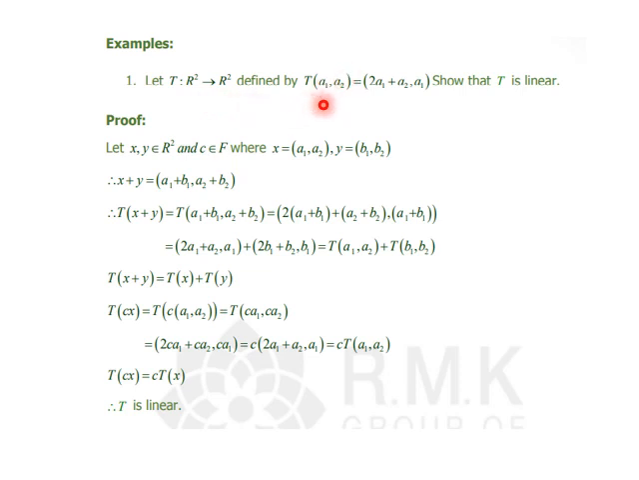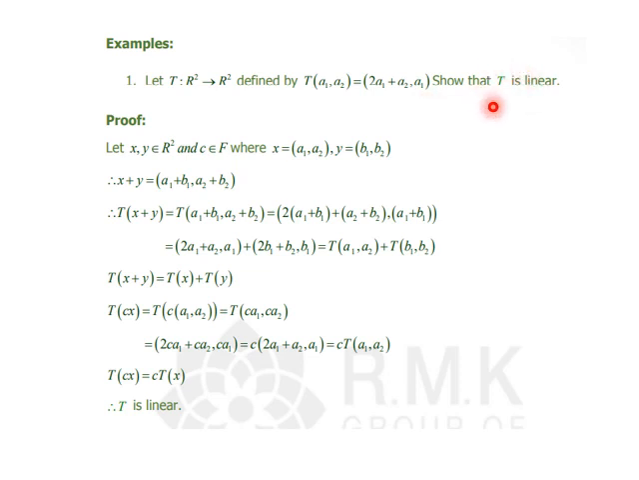by T of A1 comma A2. You consider two components here because it is R square. Had it been R cube, we would have taken three components. And it is again going into R square. So again, you will have only two components on the other side. So your input is A1, A2. When you apply T, your output will be 2A1 plus A2 comma A1.